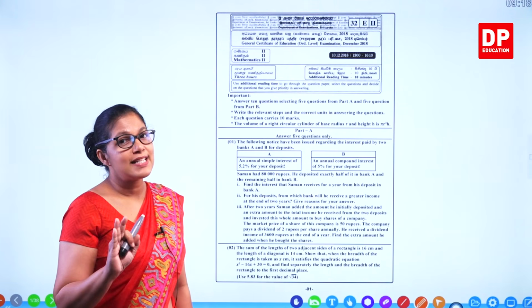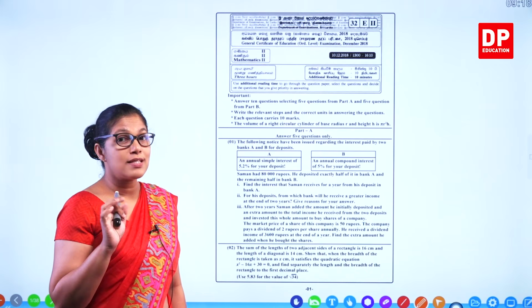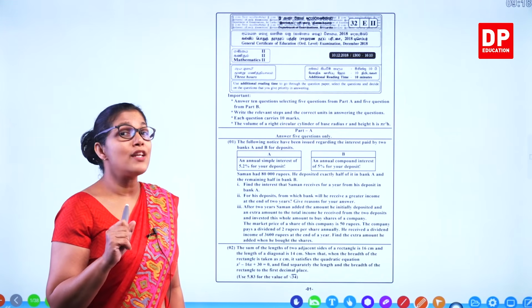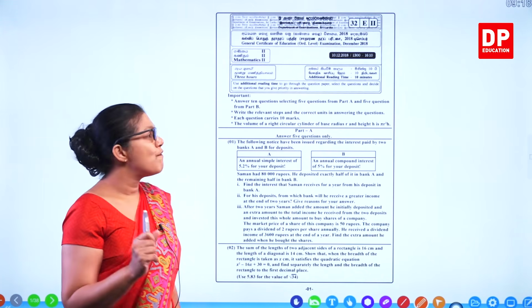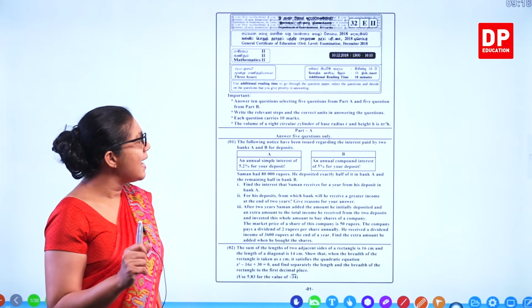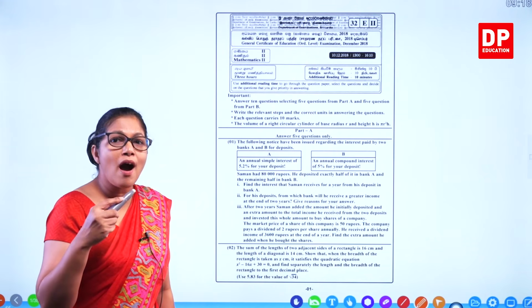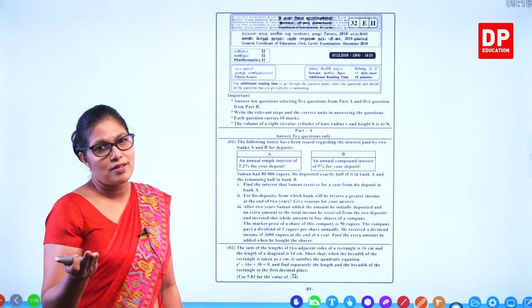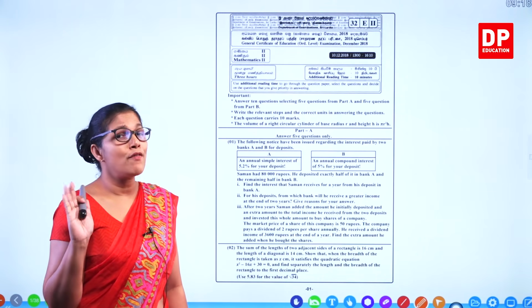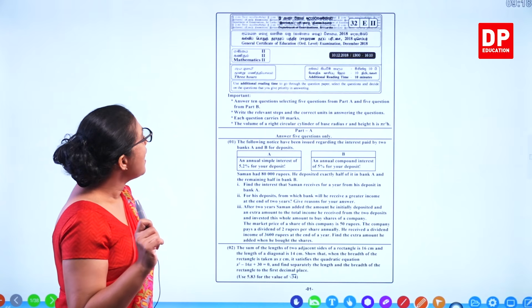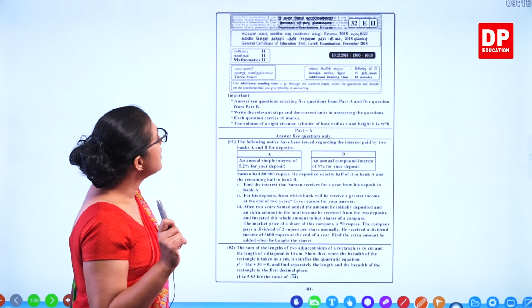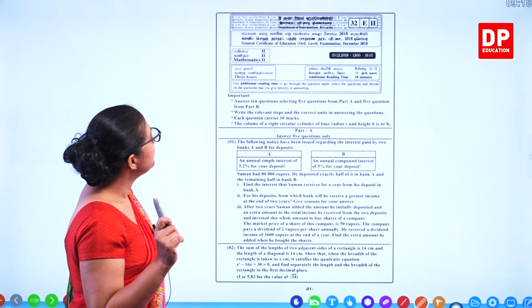You can select the questions, because you get 6 questions and you have to answer only 5 questions in part A as well as part B. So read and mark the easy questions that you can do, 5 questions only. And what are the other important things that you need to remember?